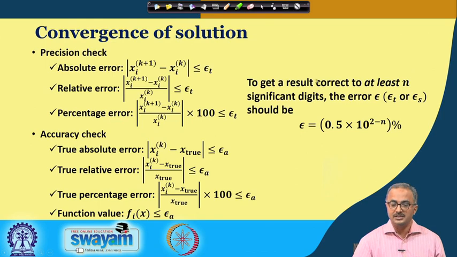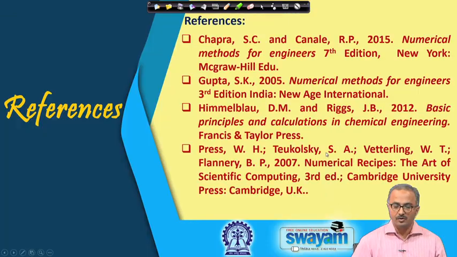In general, to get a result correct to at least n significant digits, this is the criterion that has been prescribed in the literature for these particular values of epsilon. So, more of this you can find in these references.